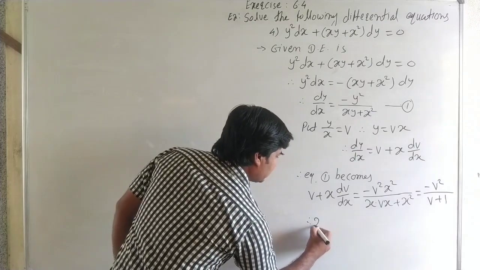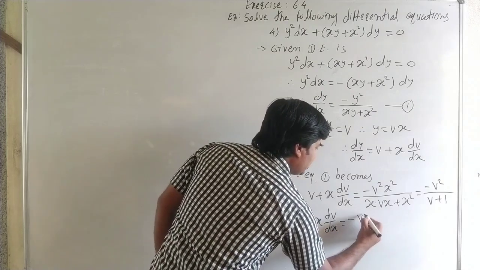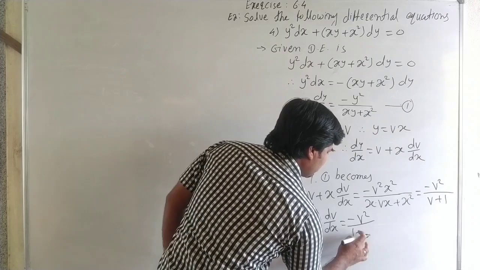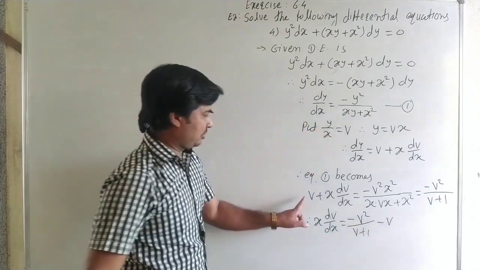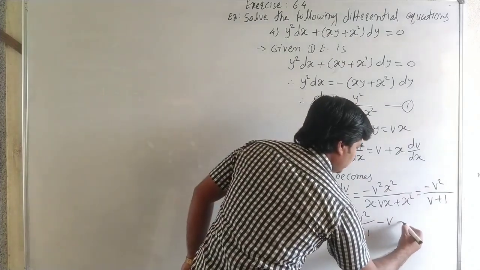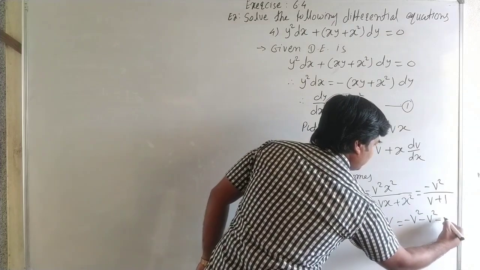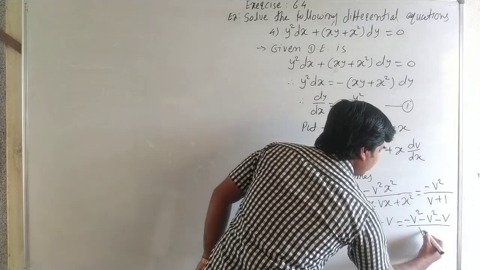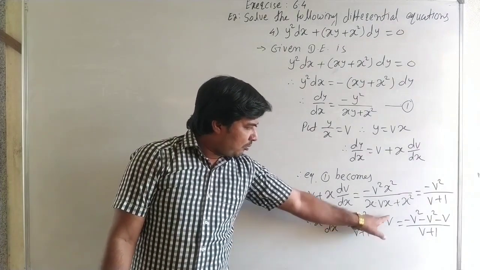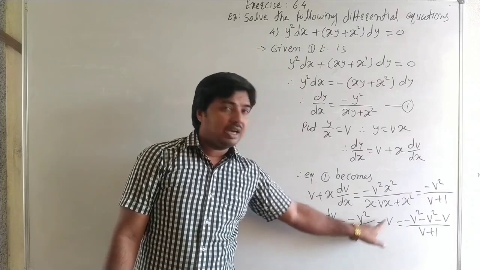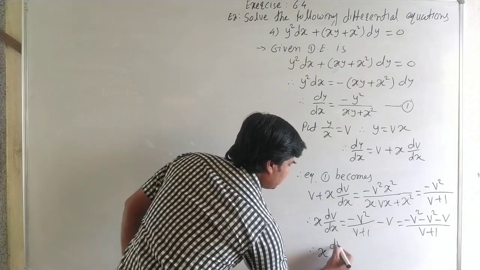Therefore we can write x into dv by dx is equal to minus phi square upon phi plus 1 and minus phi, this minus phi. Okay. And then take the calculation of this term. It is minus phi square minus phi upon phi plus 1. See carefully this. Minus phi square upon phi plus 1 minus phi. Take the multiplication. It is minus phi square and it is minus phi. Then this. And therefore we get our differential equation.